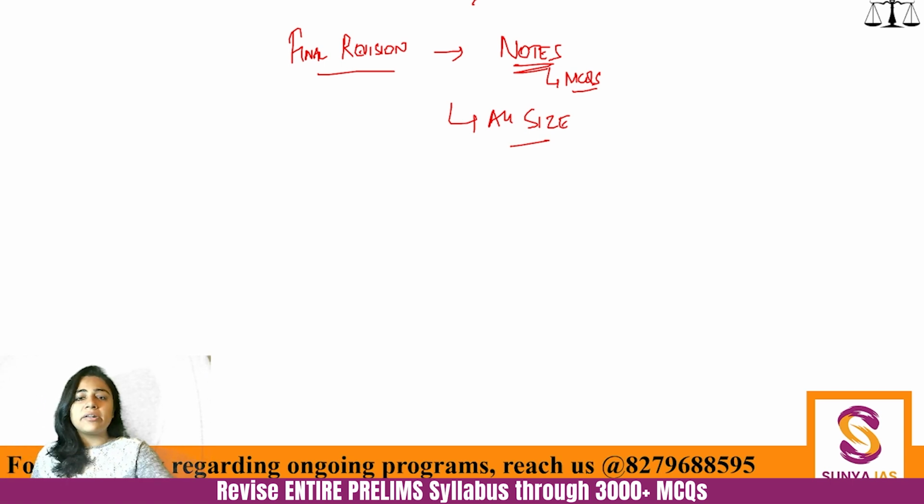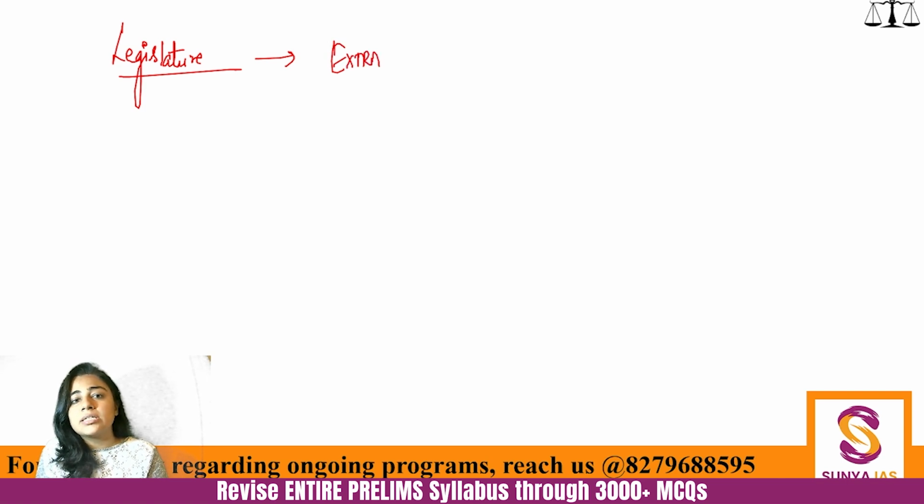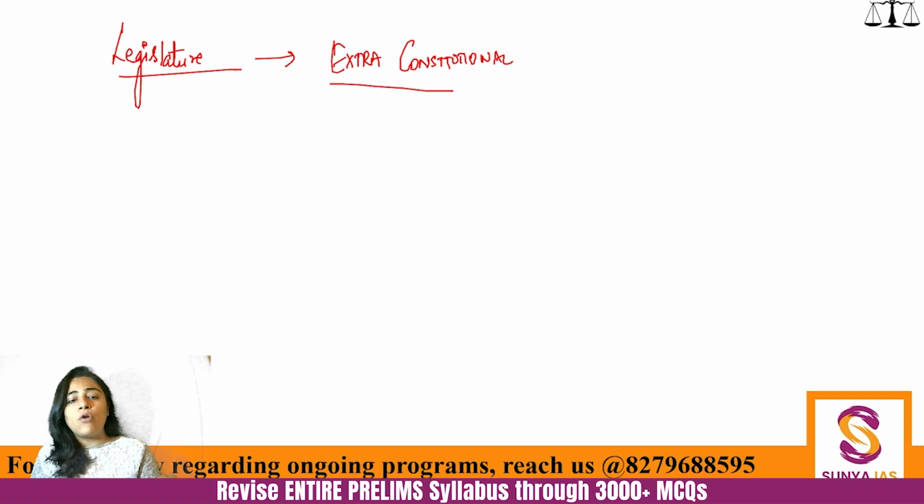Okay, so regarding parliamentary committees, first of all, they are different from the cabinet committees. You need to understand this. Cabinet committees are a part of executive, but parliamentary committees are a part of legislature. Okay, parliamentary committees are a part of legislature, and these committees are extra constitutional committees. This means that there is no specific article that is mentioned in the constitution for these committees. So they are extra constitutional committees.